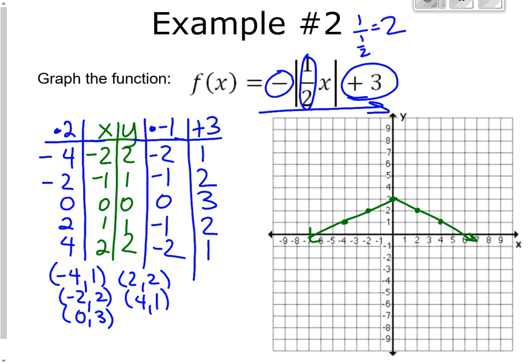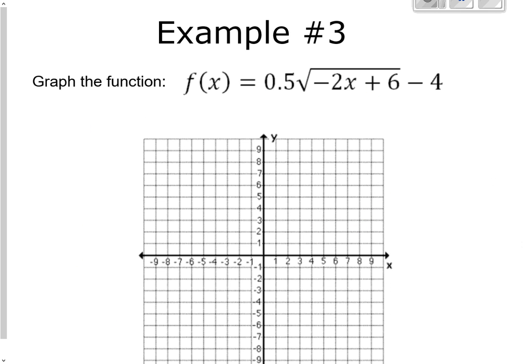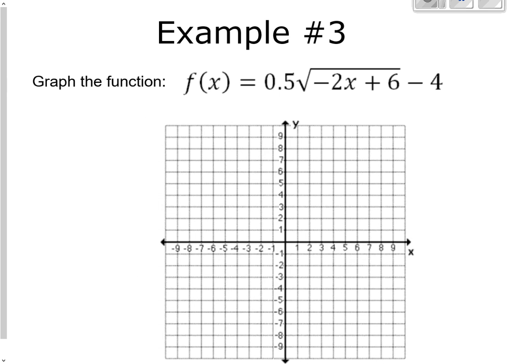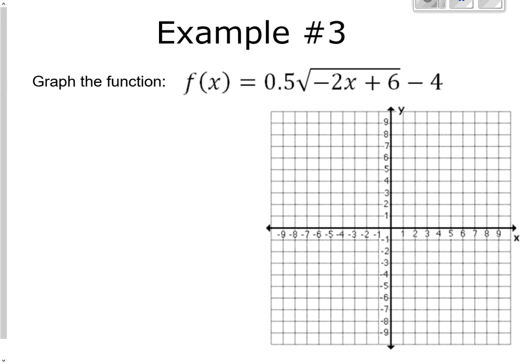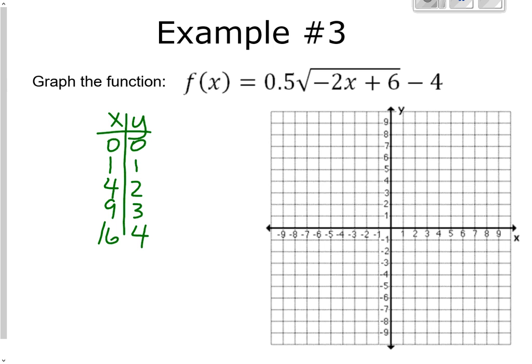Looking good. Let's try another example. Oh, baby, this one's big. So again, we're always going to read things from left to right. And we're looking at the square root graph. So let's start with the square root table of values. x: 0, 1, 4, 9, and 16. y: 0, 1, 2, 3, and 4.